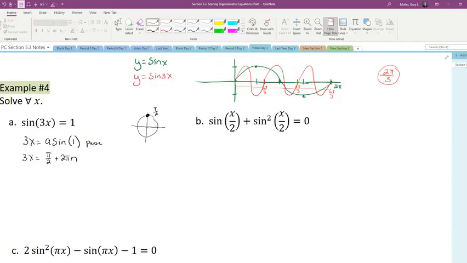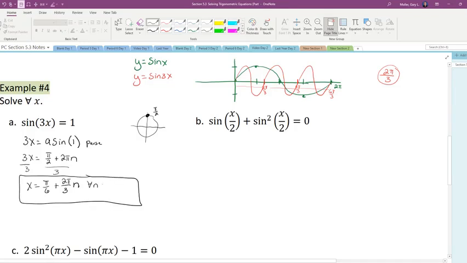So what's our final step now that we know what the right side equals? Now we just divide everything by 3, which gives us x equals pi over 6 plus 2 pi over 3 n, for every n that belongs to the integers.